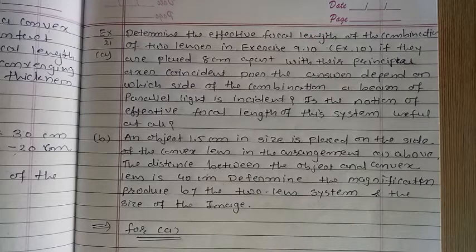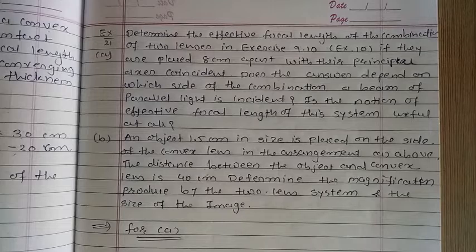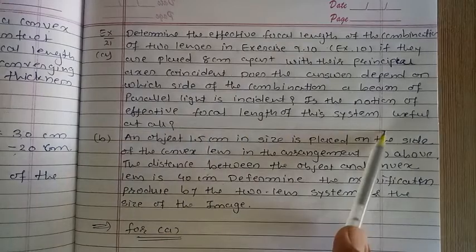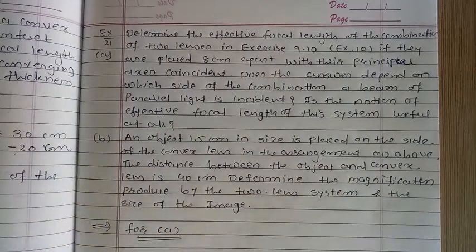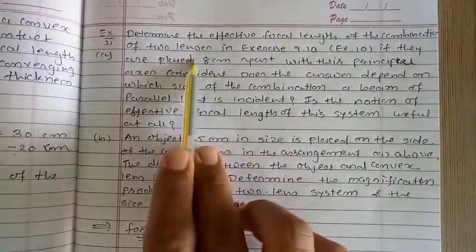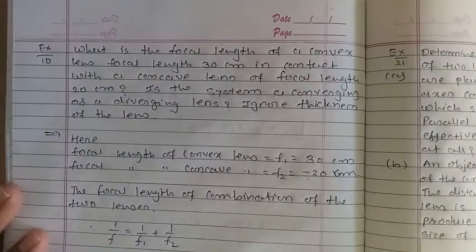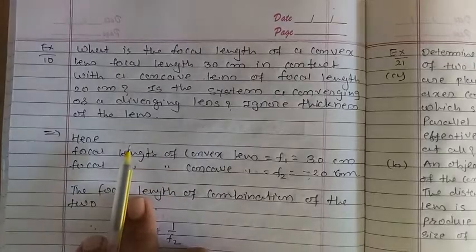So friends, this example number 21 has two cases, case A and case B. Each case carries 4 marks. So here A is a 4 mark question and this B is also a 4 mark question, right? So first of all we discuss A. Here, determine the effective focal length of the combination of two lenses in exercise number 9.10. We already discussed this question in our last lecture, right?